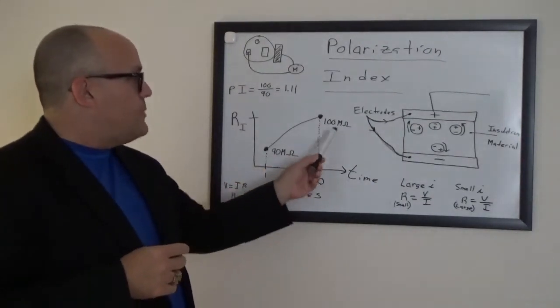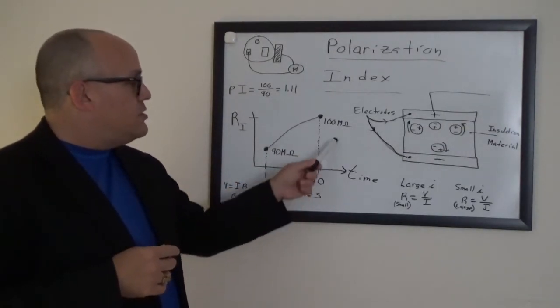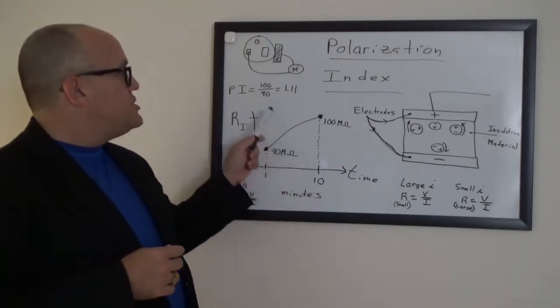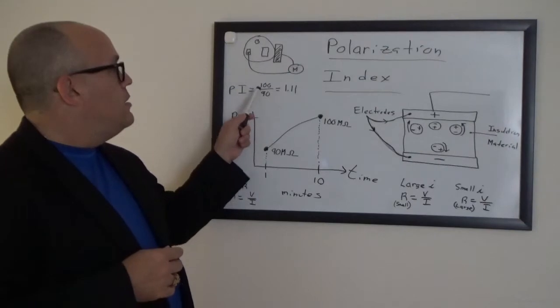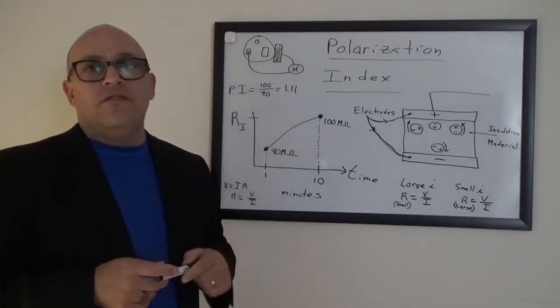So for this example, I just picked a number: 100 mega ohms at 10 minutes and 90 mega ohms at 1 minute. Your polarization index would be 100 divided by 90, or 1.11. Now what does that mean?